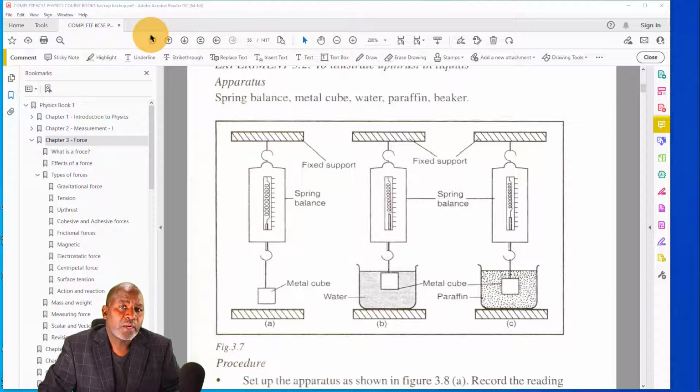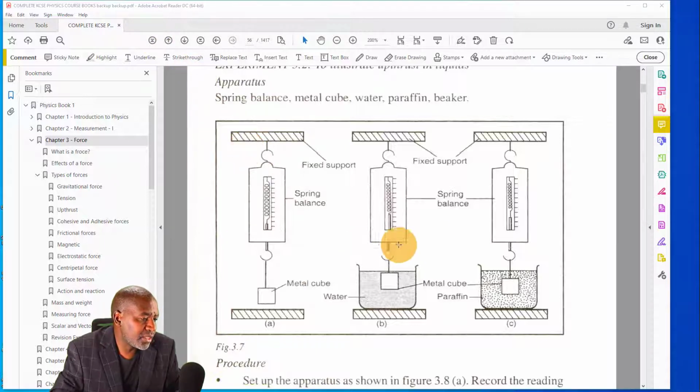Okay, what are cohesive and adhesive forces? Before we go very far into that, or before we even get started, there's a diagram that I've seen in your course book which I want to draw your attention to, and it is the one where you are able to determine the upthrust acting on an object.